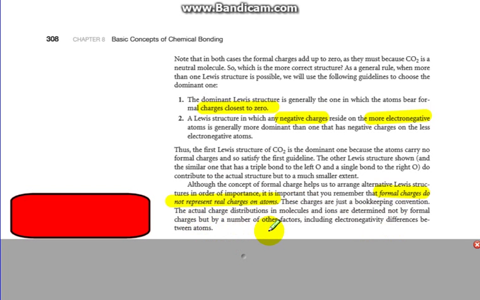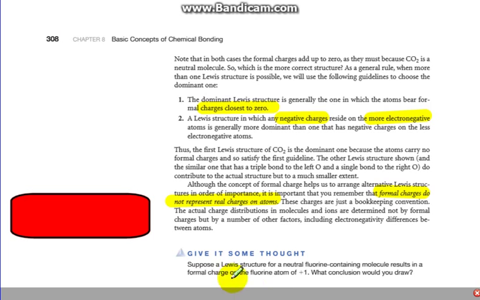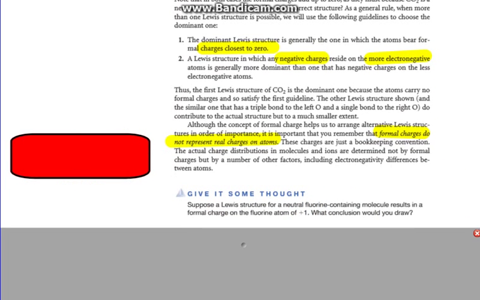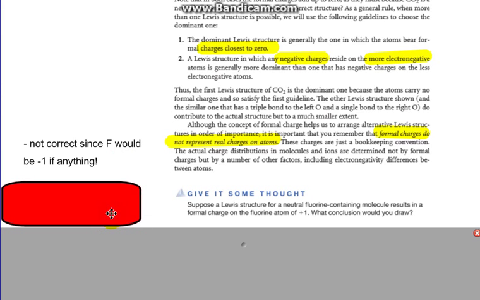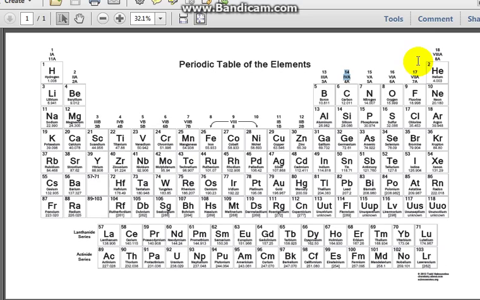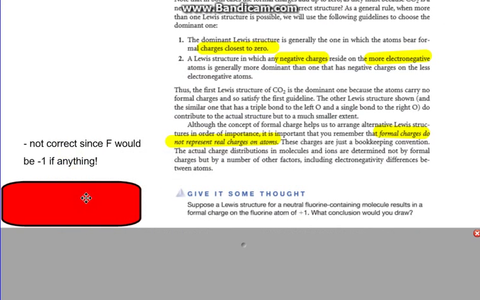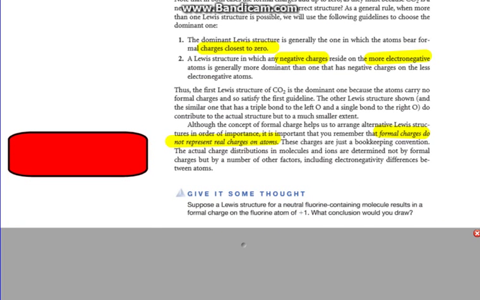The actual charge distributions in molecules and ions are determined not by formal charge, but by other factors such as electronegativity. So suppose a Lewis structure for a neutral fluorine-containing molecule results in a formal charge of +1. What could you conclude from that? Well, it's likely not correct, because fluorine, the most electronegative atom, if anything, should have a -1 formal charge, not a positive one. So that would not be the dominant structure.